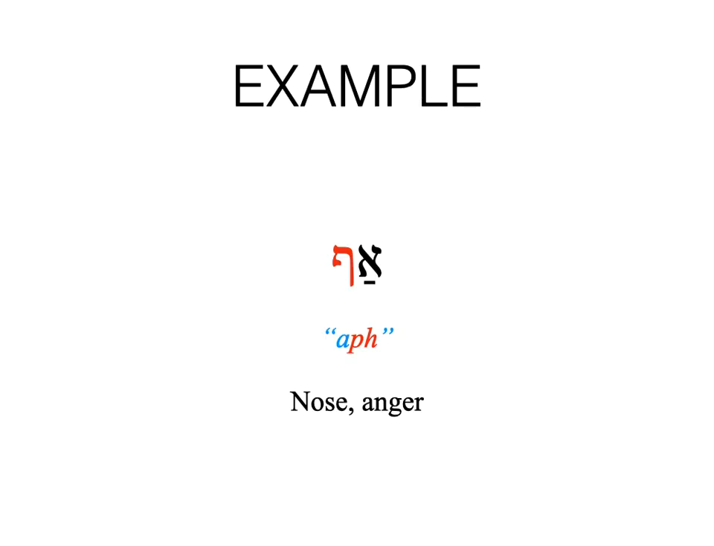Here is an example, af. This would be the f, because there is no dagesh in it. So the sound here would be af. Remember, aleph is a silent letter, and af means nose. It also has a secondary meaning, which is anger, because they associate the redness of the nose with anger. So when you get angry, your nose gets kind of reddish, and therefore af can also refer to anger.